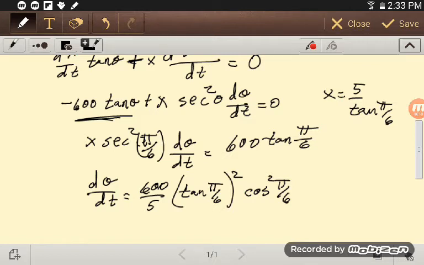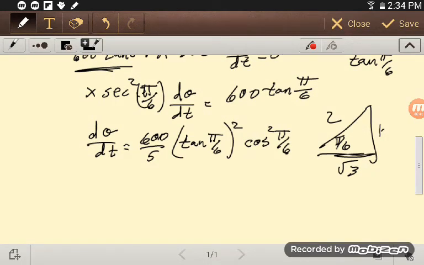Okay, well, our pi over 6 triangle, so if that's pi over 6, I know that we have 1, 2, and the square root of 3. So the tangent is 1 over the square root of 3 here, and the cosine is square root of 3 over 2.